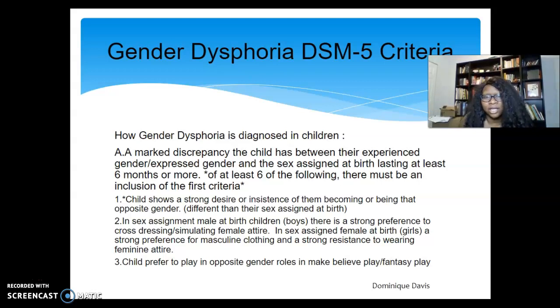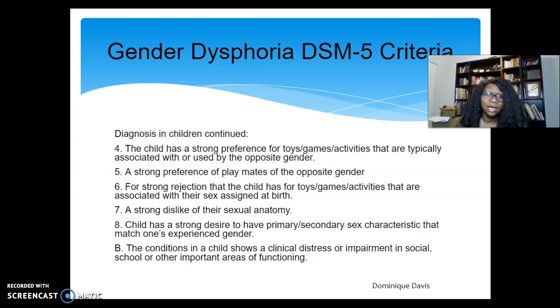And a child assigned male at birth has a strong preference for cross-dressing, simulating female attire. For someone assigned female at birth, it is someone with a strong preference for masculine clothing and a strong resistance to wearing feminine attire. The child also would prefer to play with opposite gender roles in make-believe and fantasy play. The child has a strong preference for toys, games, or even activities that are typically associated with or used by the opposite gender. They also have a strong preference for playmates that are the opposite gender.